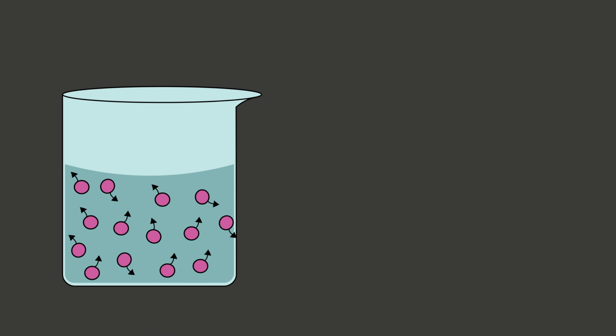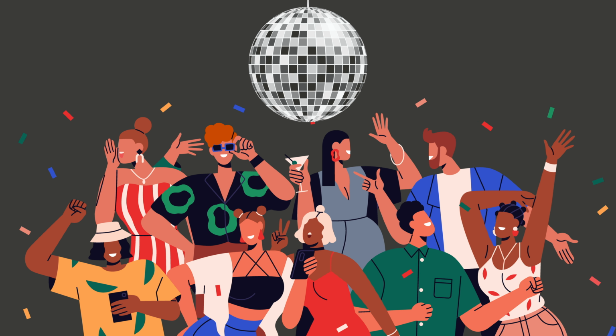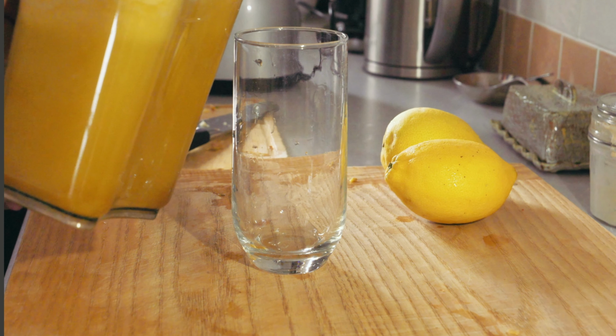Now, a liquid. In a liquid, the particles are close together but not locked in place. It's kind of like a bunch of people at a crowded party. Everyone's still in the same room, so the volume stays the same. But they can move around, mingle, and slide past each other. That's why liquids can flow and take the shape of their container.